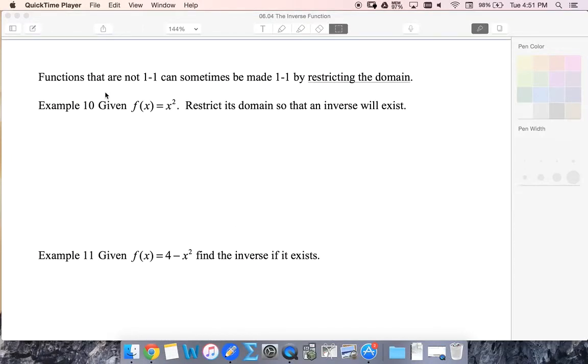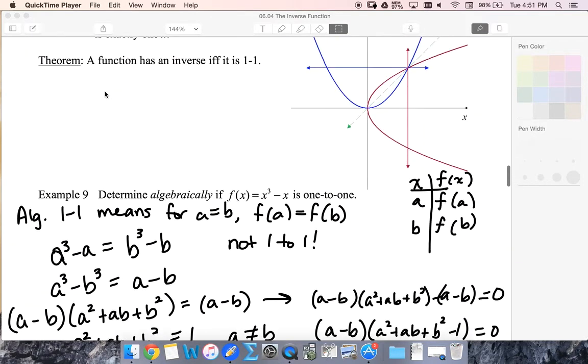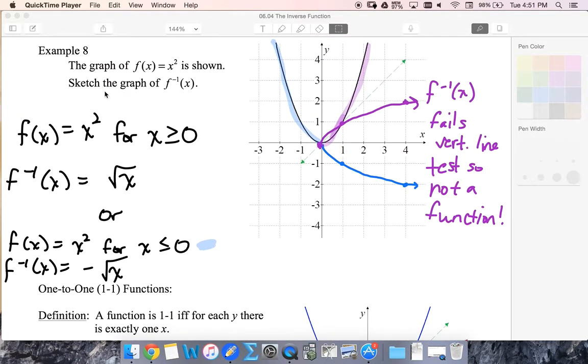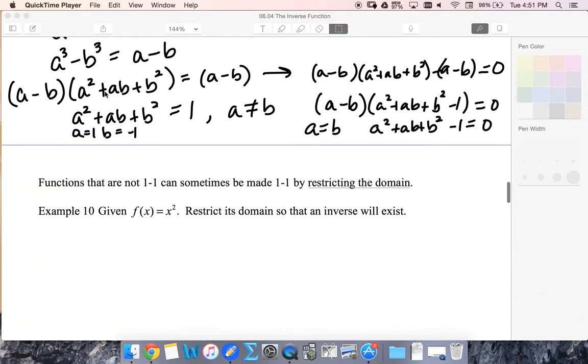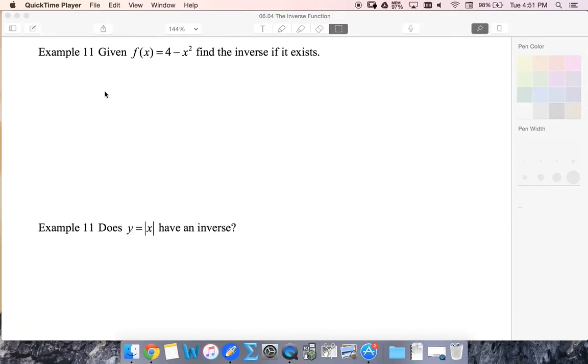Notice example 10. We talked about restricting the domain up in example 8. So I already answered that question in example 8. So if you need to see 10, go watch the video for that.